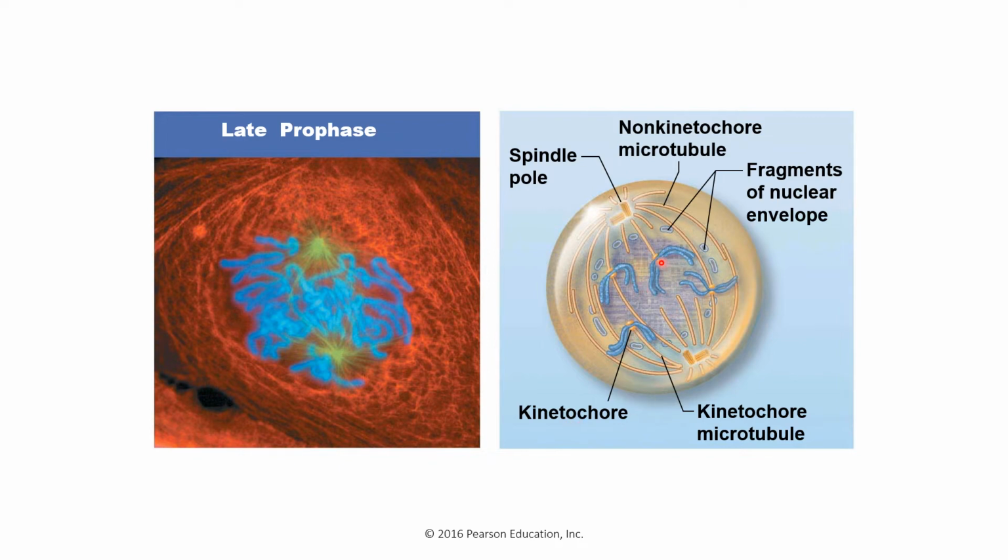And so at this point we're going to see this connection. We're going to see that the microtubules are attaching to the chromosomes at the kinetochores. And so now we're going to see these chromosomes start moving based on microtubule movement.